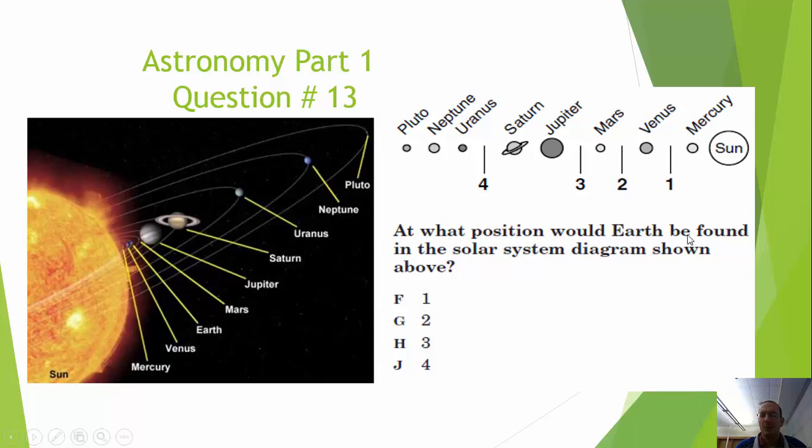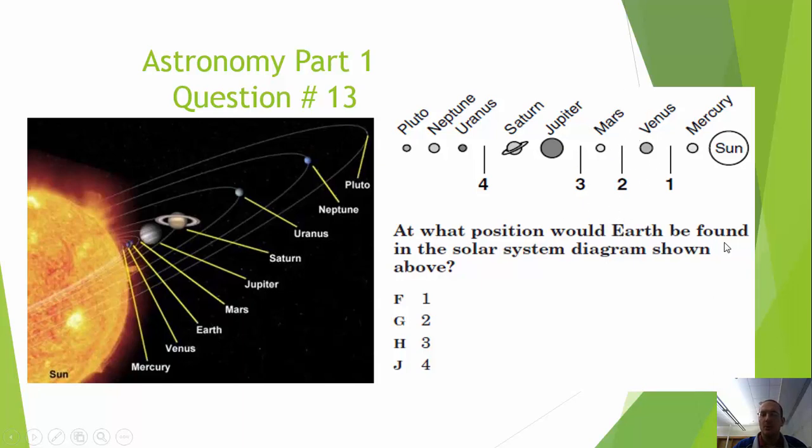At what position would Earth be found in the solar system diagram found above? We all know that the sun is the center of our solar system. It's the most massive, most gravitationally bound. Mercury is the first planet closest to the sun, followed by Venus, and then there's this other planet that sits in here. Hopefully we all know that we are the third rock from the sun.